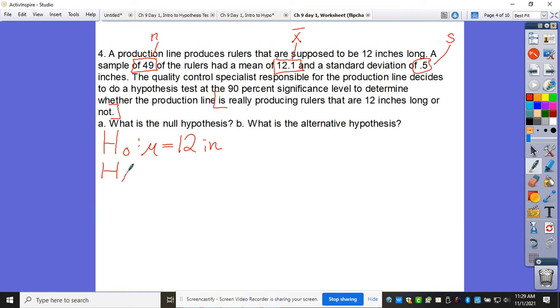We're testing in this one instead. What? Because we want to know if they are or not. So we just go with that. And so this is your X bar, so you don't want to use your X bar here.